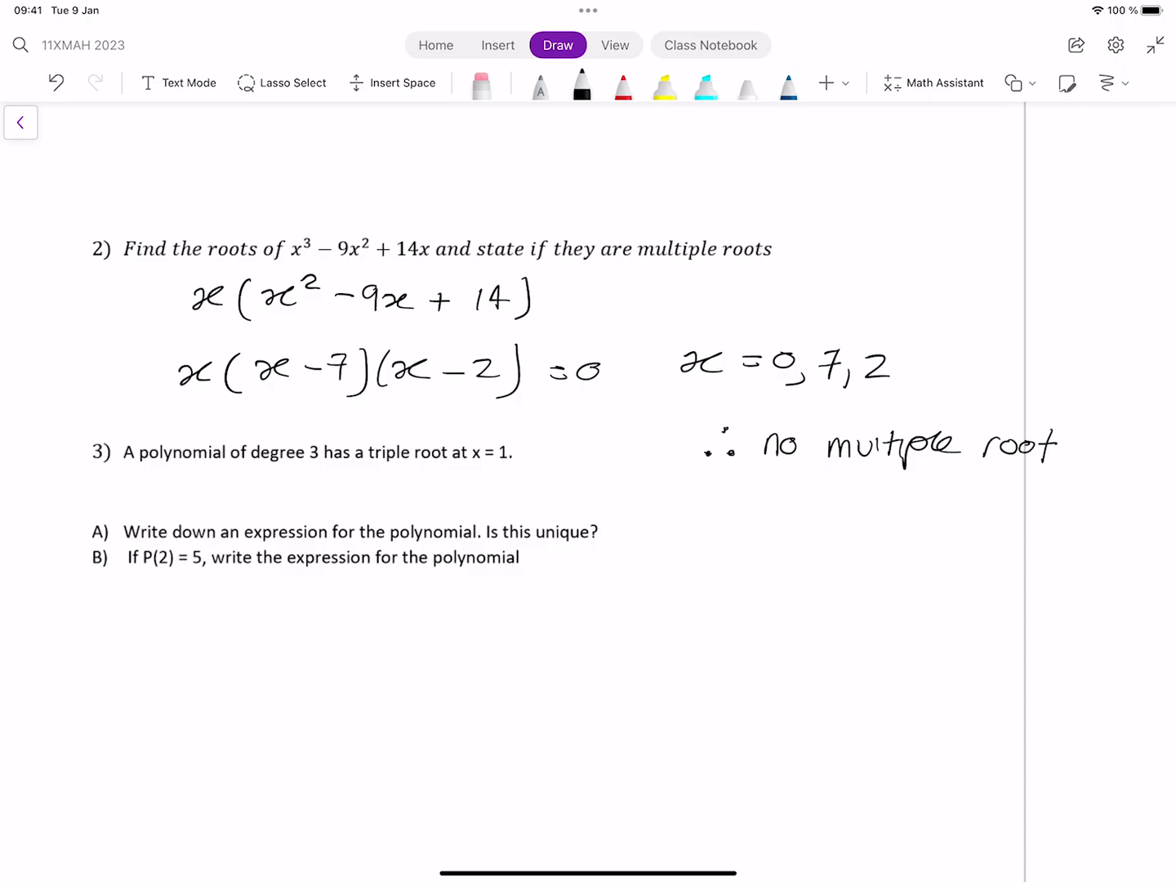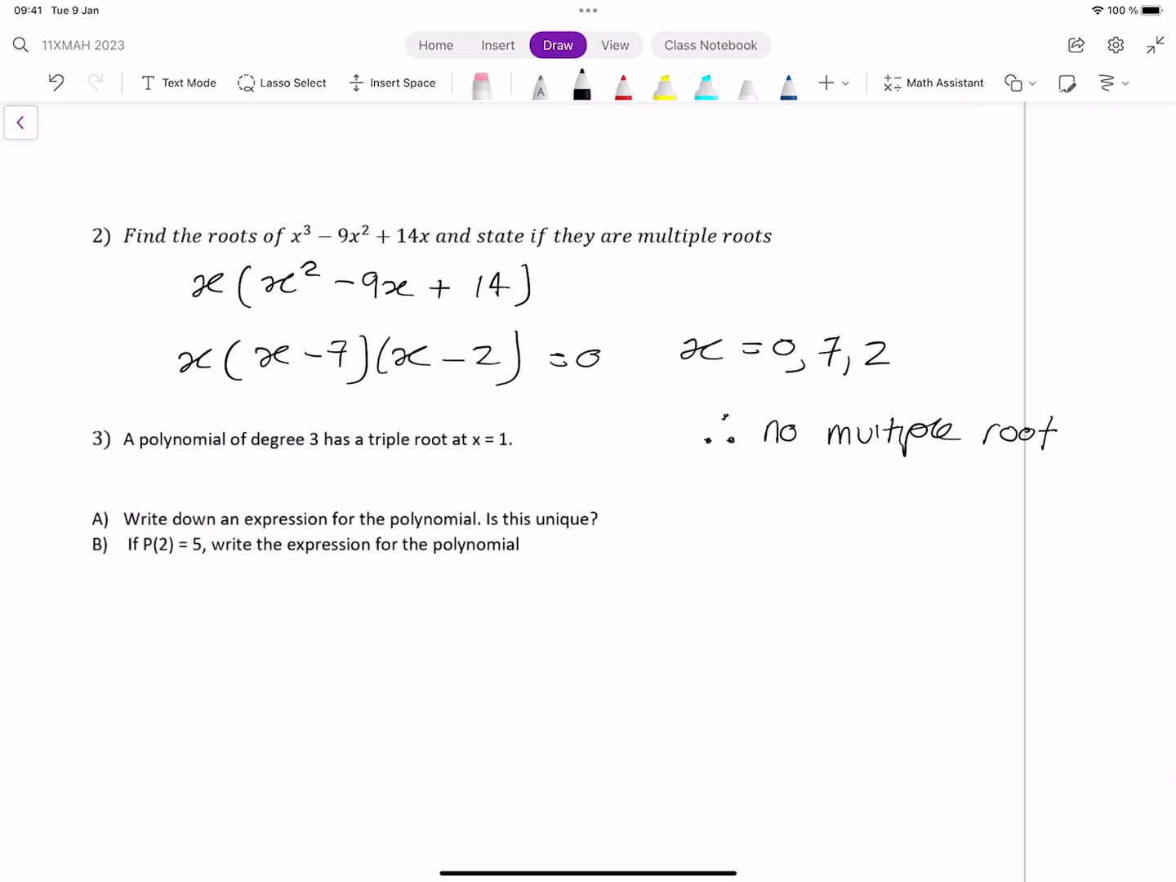A multiple root would occur if we had the same number occur more than once. So if we had 0, 7, 7, 2, then 7 would be a double root, so we would have multiple roots.